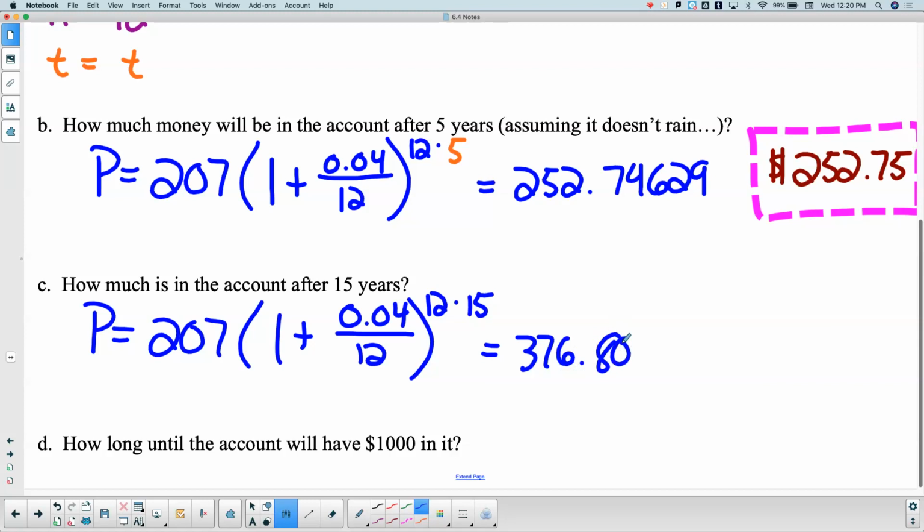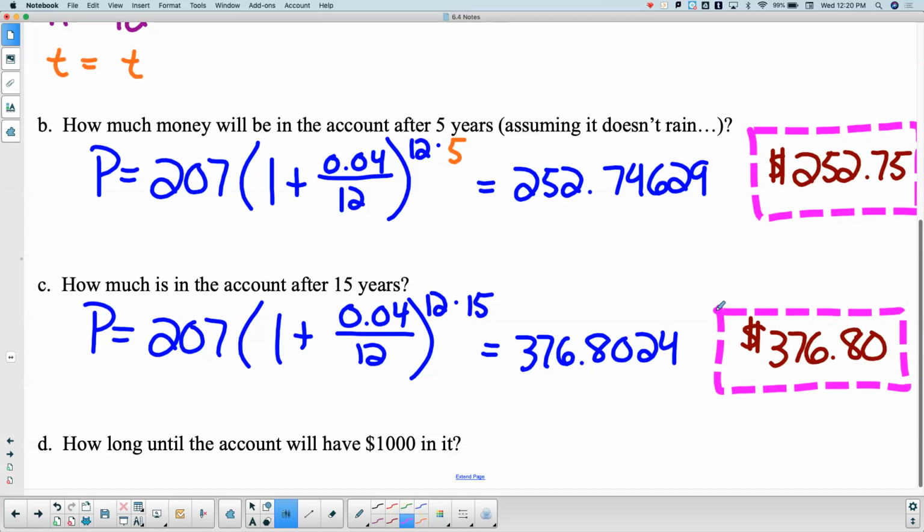Ooh, that's a bad 8. Come on, Linsmeyer, you're better than that. I get $376.80. Yes? No? Maybe.